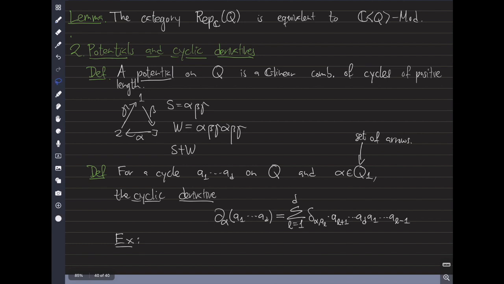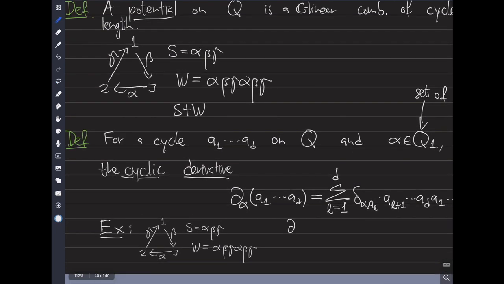So for example, let me take the ones above. The cyclic derivative with respect to alpha of S is beta gamma. This is an S, not a delta. It's just beta gamma. And the cyclic derivative with respect to beta of W: there are two occurrences of beta, and for each occurrence there is a contribution. For the first occurrence it is gamma, alpha, beta, gamma, alpha, where this alpha is this alpha. And then plus the same thing: the second occurrence is gamma, alpha, beta, gamma, alpha, where this gamma is this gamma.